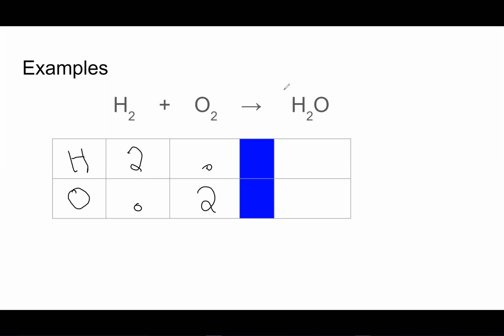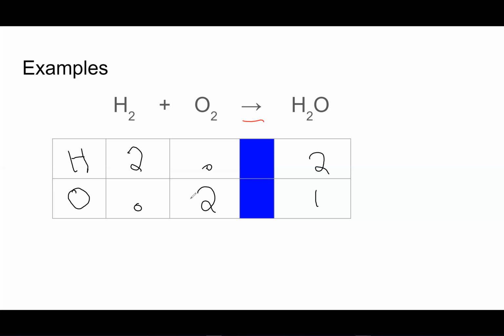Now what do I have to do? Because of the law of conservation of matter, I have to have the same number of hydrogens on the left of the arrow as I do on the right side of the arrow. So I'll start with the hydrogen row. This whole row is hydrogens, right? So I have two hydrogens on the left and I have two hydrogens on the right. That's excellent. So check.